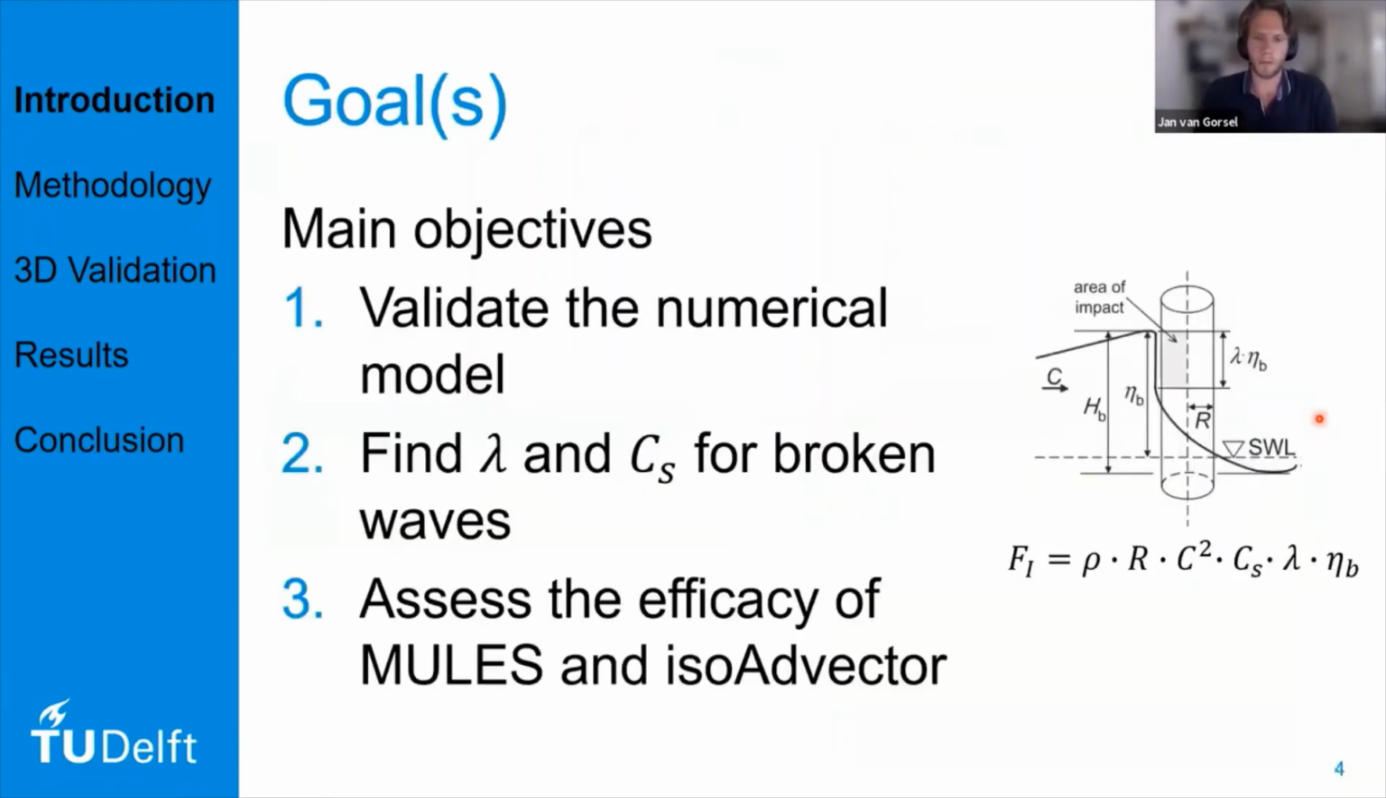The main objectives of the study were to validate the numerical model and find the values of lambda and CS for broken waves. Lambda and CS are part of the formula to determine the impact of the wave onto the structure, where lambda is part of the water level elevation of the incoming wave, and CS is an adjustment factor for the unknown processes that occur. Furthermore, we analyzed the efficacy of MULES and the isolate factor for this specific situation.